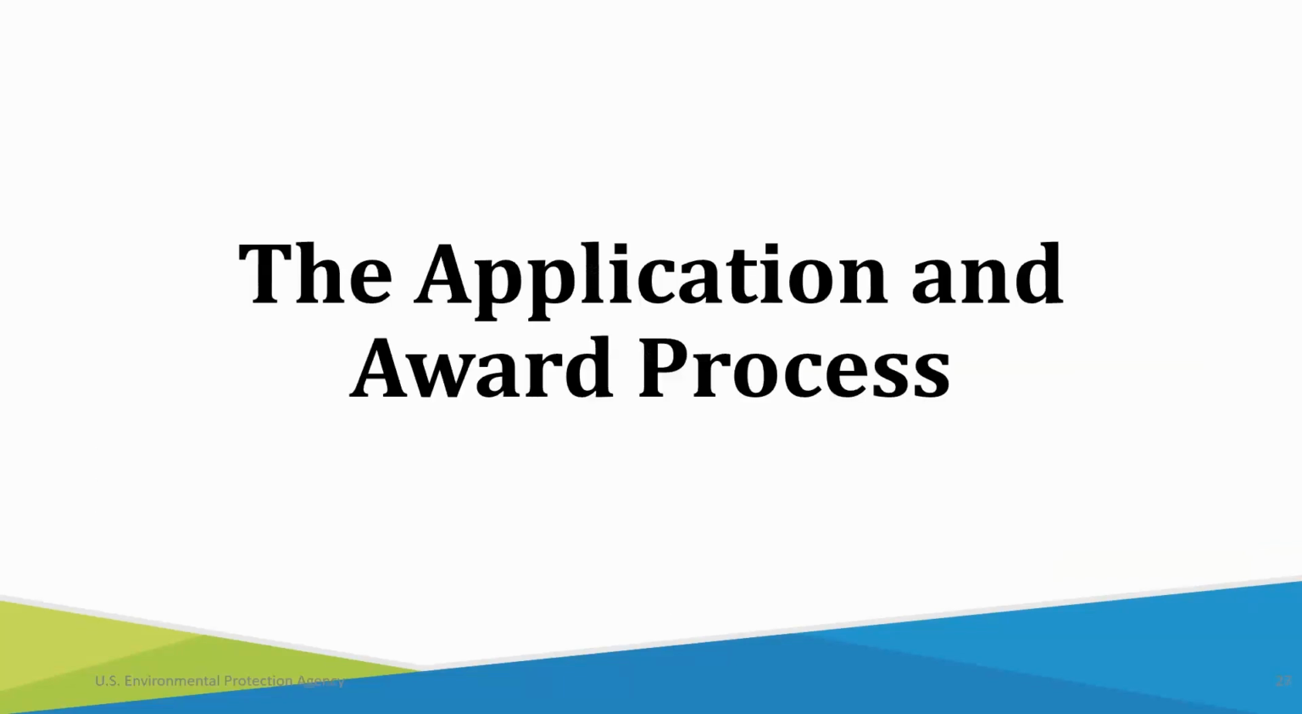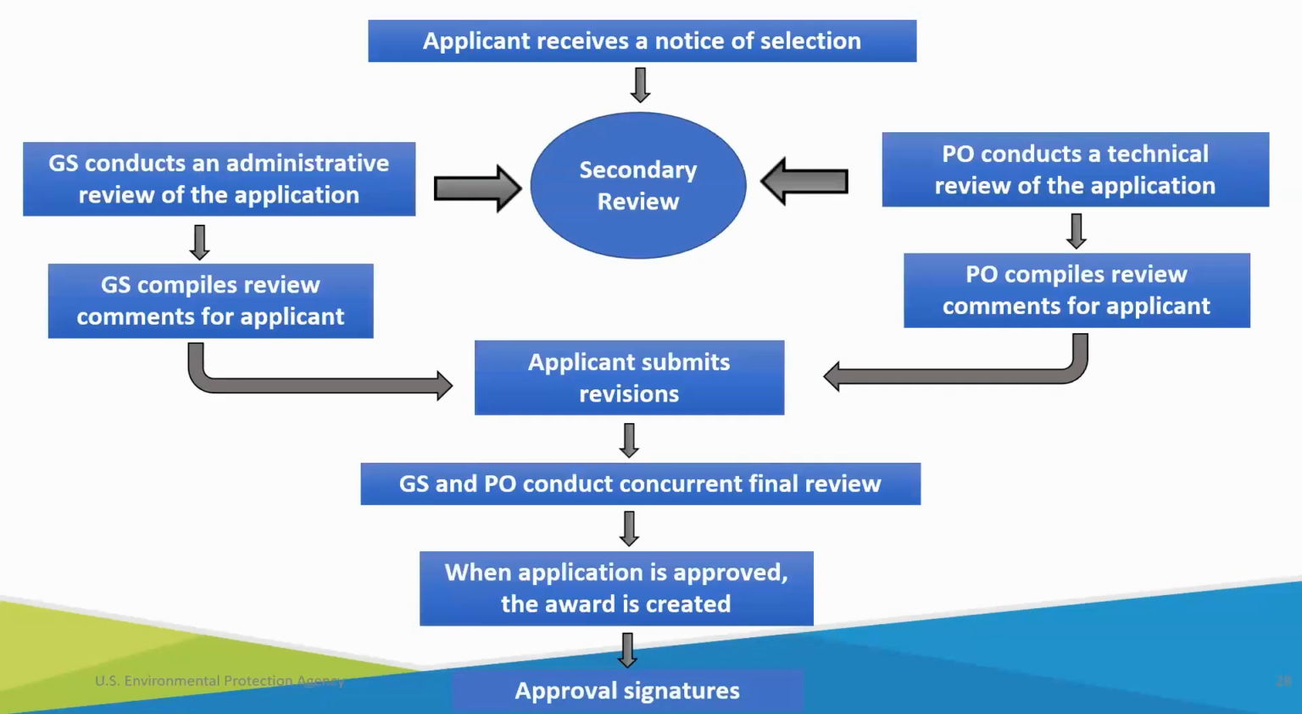So now let's go through the application and award process. We'll start with one of my favorite things, a visual aid. So this flow chart shows you the process from the time that the applicant receives the notification of selection until the award is signed. So I mentioned this period of secondary review when the applicant works closely with the project officer, that's the PO, and the grant specialist, that's the GS. During this time, the PO and the GS may ask the applicant to revise some of the application documents.